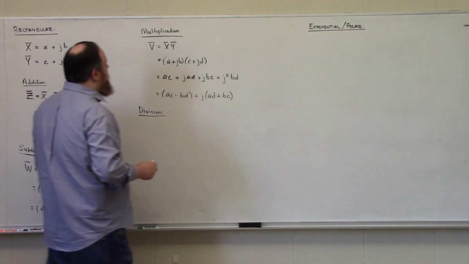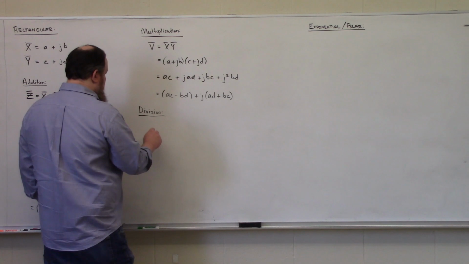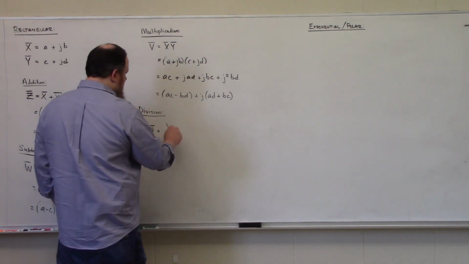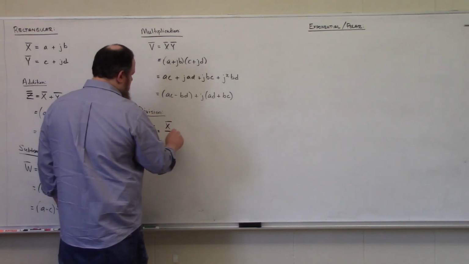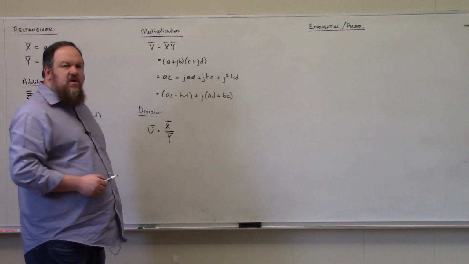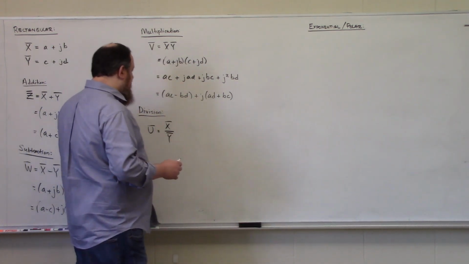Division in rectangular form. So let's say that we have u, a complex number x divided by complex number y. We are going to carry out this operation by doing something that doesn't seem intuitively obvious.